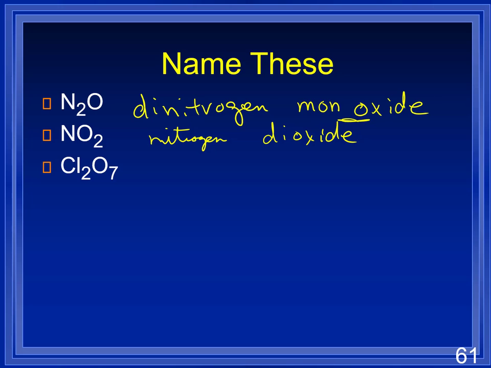So Cl2O7. To say 2 chlorines, 2 is di. Chlorine, I leave the first word alone. 7 oxygens, 7 was hepta. But I don't want to do heptaoxide, I just want to get rid of that A, because the key is that it's oxygen, so I need to keep the O for oxygen and change the N to IDE. So dichlorine heptoxide.